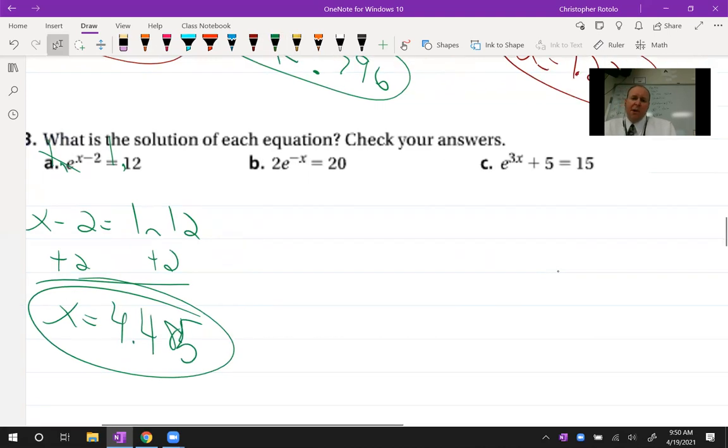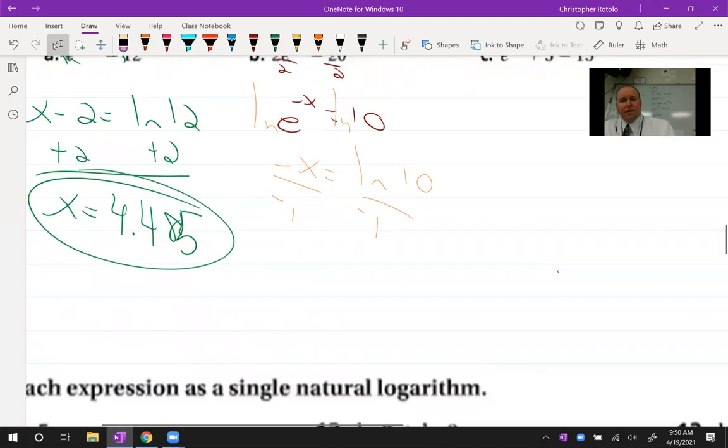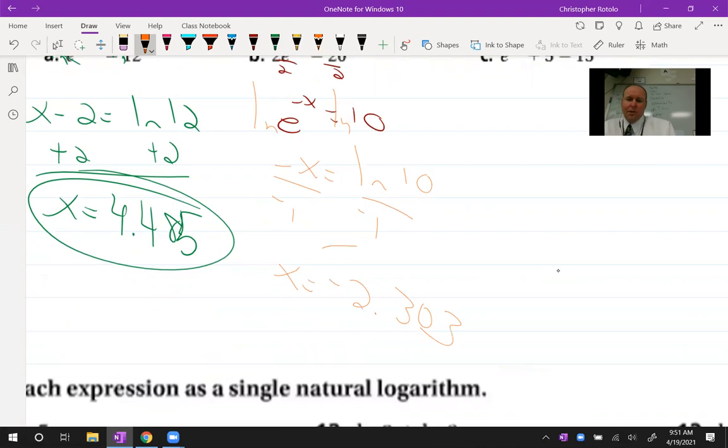All right, and then we have a couple little ones where it's like, all right, we have extra stuff. So divide by 2. So, e to the negative x equals 10. What are we going to do? We're going to squeeze in the natural log. So negative x equals natural log of 10. So natural log of 10 turns out to be 2.3. So divided by negative 1. So x is negative 2.303. All right, that'll work.